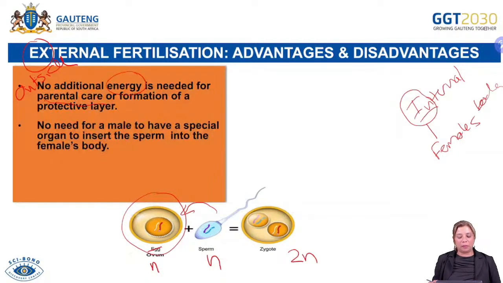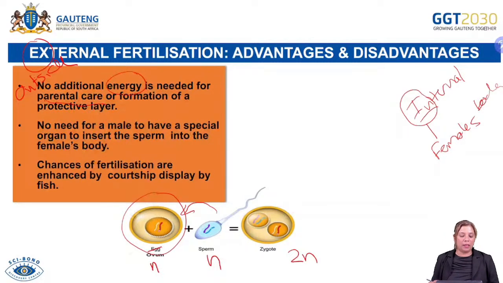There's no need for the male to have a copulatory organ. The male just deposits the sperm. He doesn't need to, because he's just dropping the sperm on the egg, or the ovum, sorry. And the chances of fertilization are enhanced by courtship display by fish. So before this fertilization takes place, there is courtship behavior.